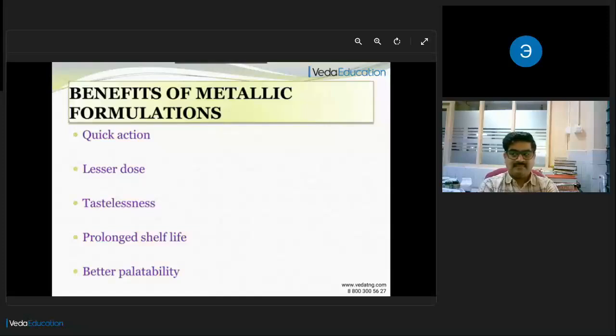Okay? And because of this faster action, you will be able to cure even emergency diseases also, the diseases which need emergency management. That is the main benefit of the Rasa drugs.